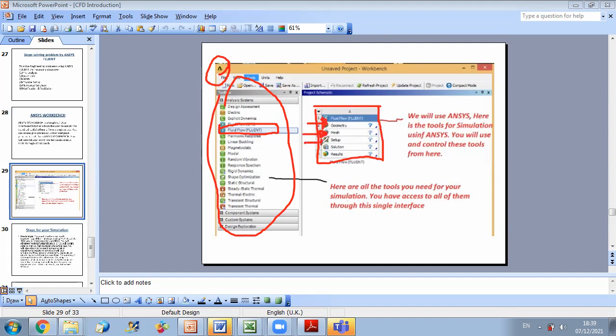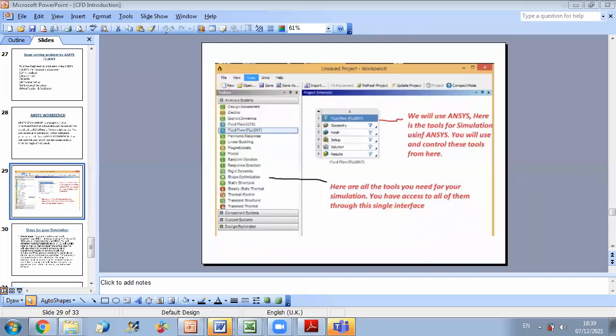Then you go to setup in order to set the boundary conditions, and of course, the numerical schemes that you will use for your solution. Then you go to solution, and here you will run the computation and wait until convergence is reached. And finally, you can explore your results. So these are all steps that are summarized in the interface. Okay. So hopefully next time we will start together to work with ANSYS and to see how to use these tools.